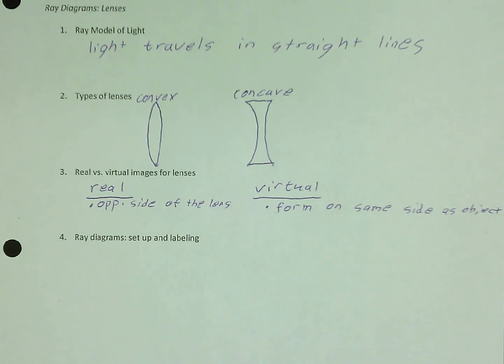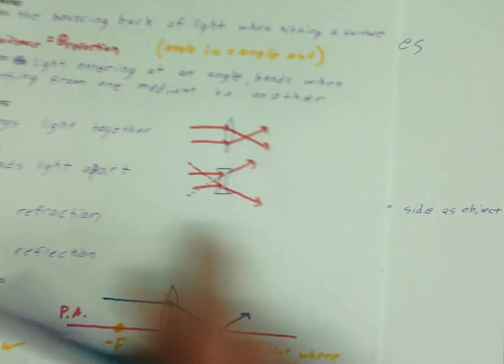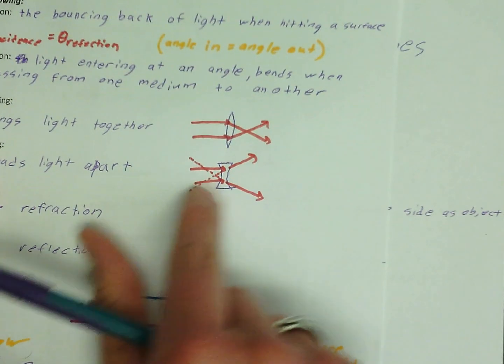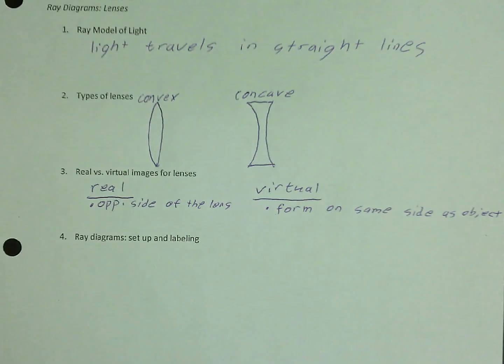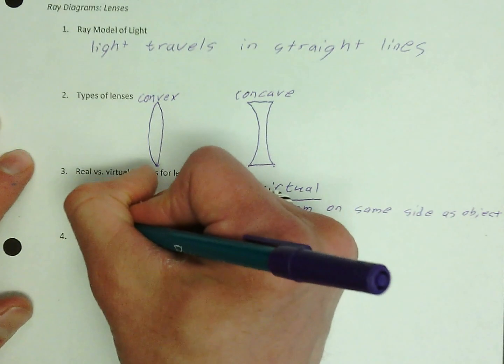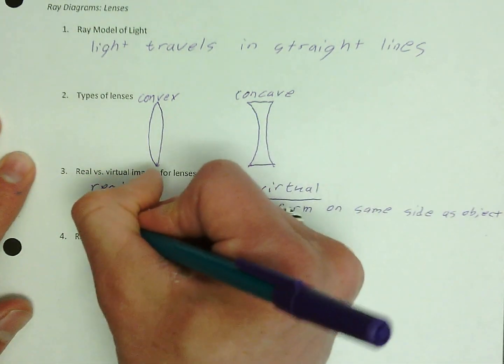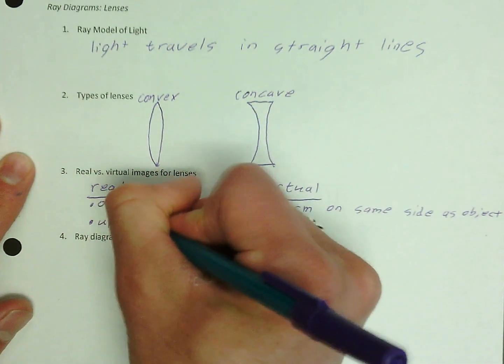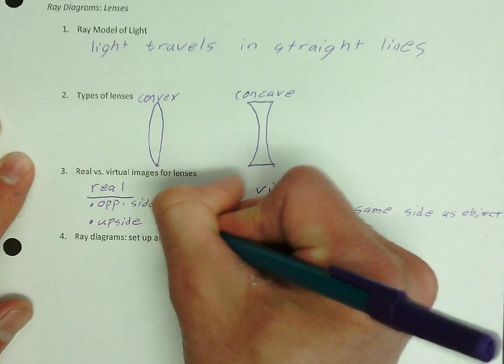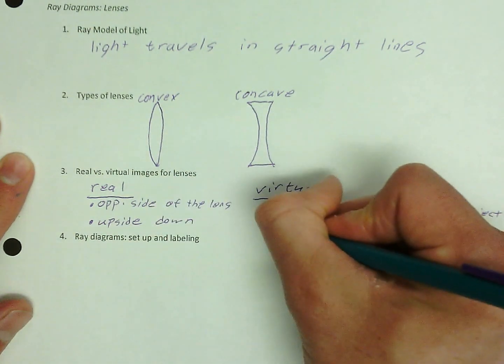Okay, so I showed you this picture. Okay? This is the virtual image. This is a real image. That's the difference with those. The other thing, and this is actually more helpful, I think. Real images are upside down, always. And virtual images are right side up, always.